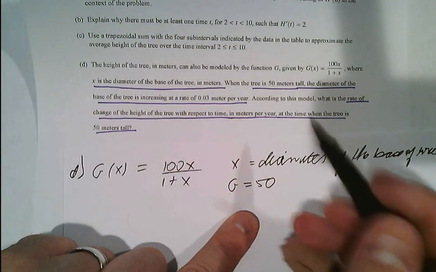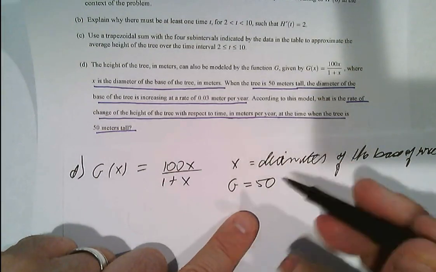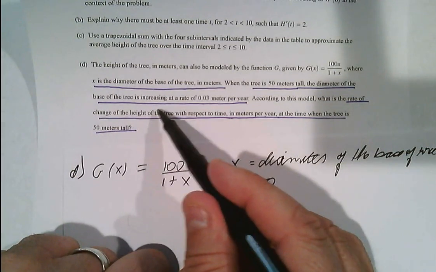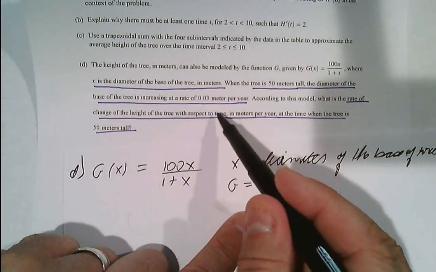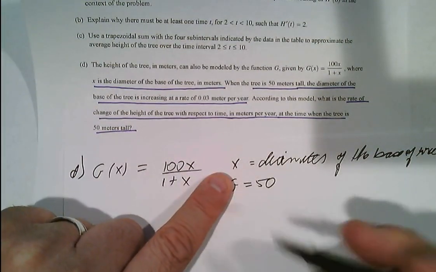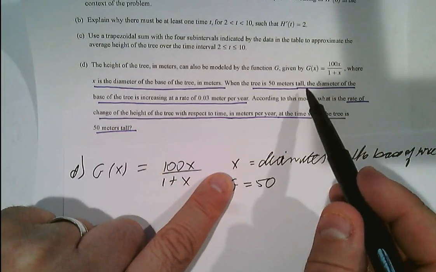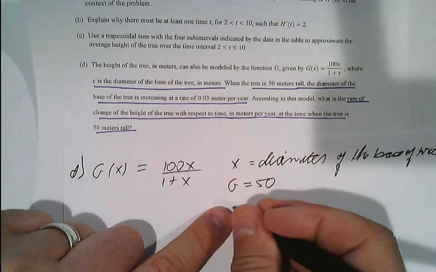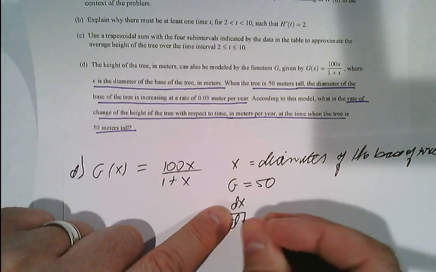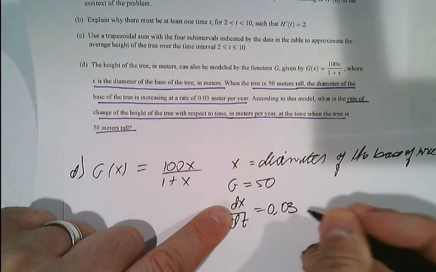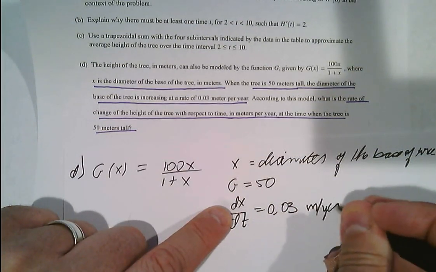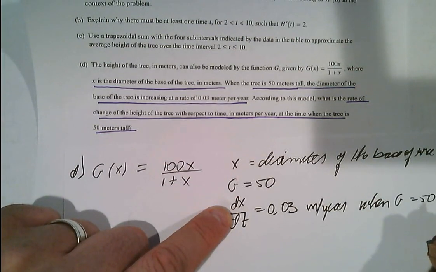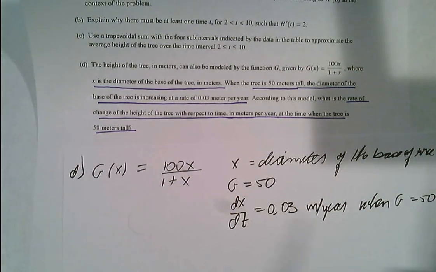When I filmed this earlier, I made the mistake and said that x was equal to 50. So what I know is that when the tree is 50 meters tall, at that moment, the diameter of the base of the tree is increasing at a rate of 0.03 meters per year. X is the diameter of the base, and the diameter of the base is increasing at a rate of 0.03 meters per year. So that's dx/dt is 0.03 meters per year when g is equal to 50 meters.